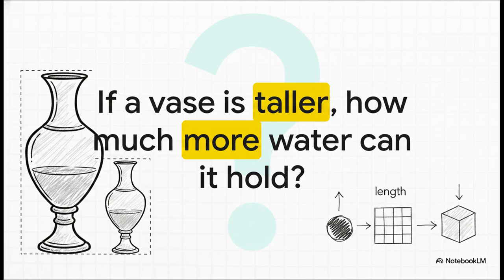All right, let's kick things off with a little puzzle. Imagine you've got two vases, right? They look exactly the same, they're the same shape, but one's just taller. So here's the question. How much more water can that bigger one actually hold? Is it just a little more or a lot more? Is it as simple as just looking at the height, or is there something else at play here?